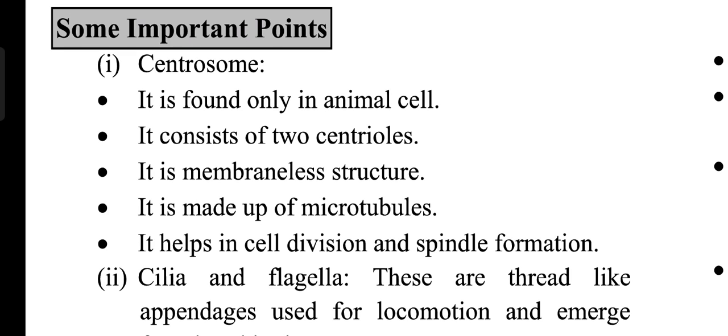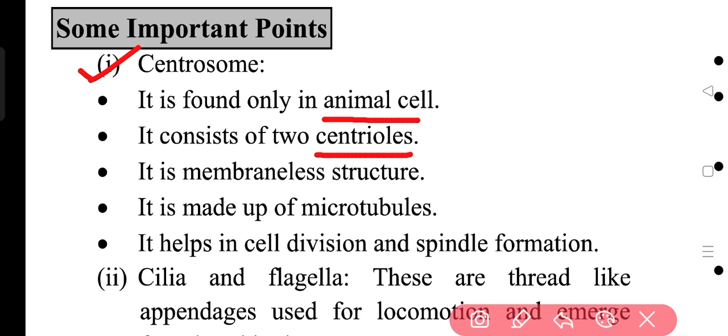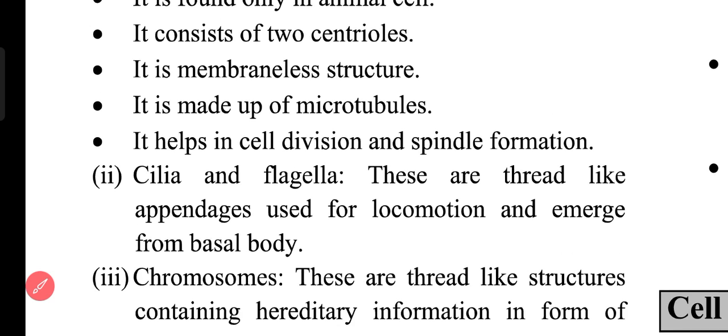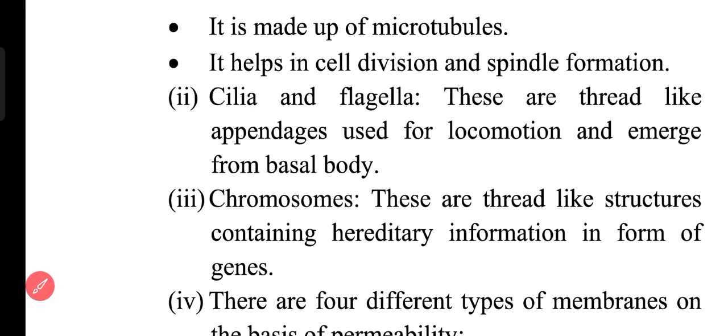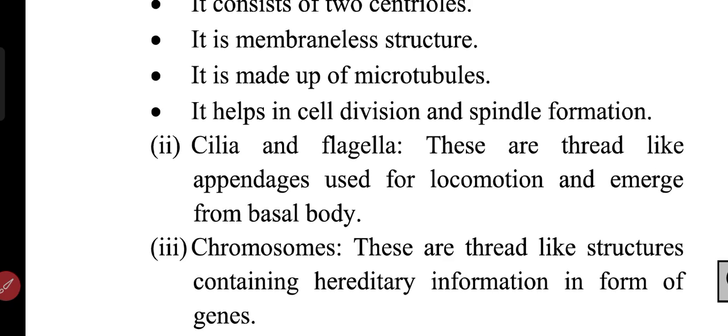Okay, first is regarding the centrosome. It is also one type of cell organelle. It is found only in animal cells. It consists of two centrioles. Two centrioles combined form a centrosome. It is a membraneless structure. Very important. It is made of microtubules. It helps in cell division and spindle formation. Okay. So these are the points about the centrosome. Remember this. Centrosome, one of the cell organelles, is found only in animal cells.